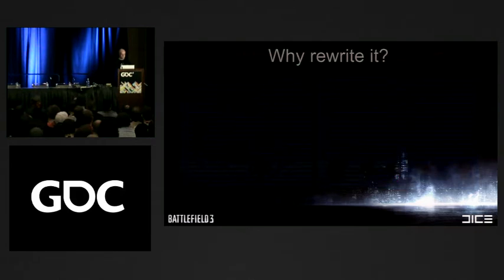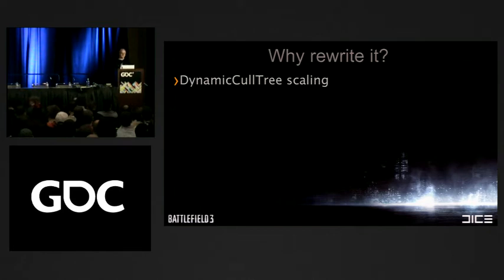So, why did we actually decide to rewrite the system? Because we had used this system for 4 shipping games. And one of the reasons was that in B3 we wanted to add lots more objects, more dynamic objects. So we were running into scaling problems with the dynamic cull tree because you are adding lots more dynamic objects into it.